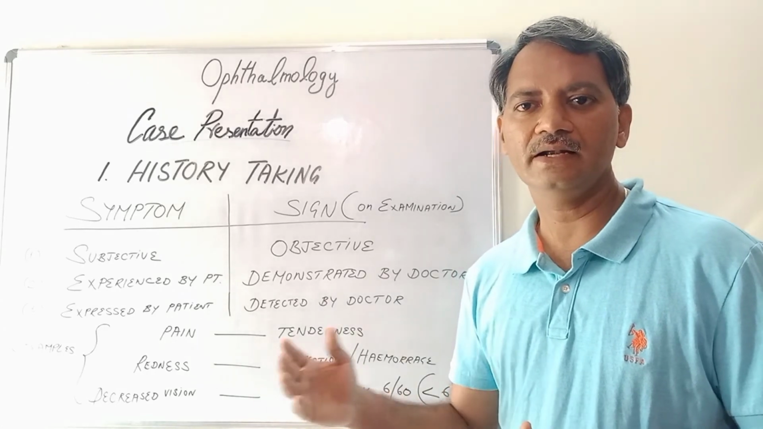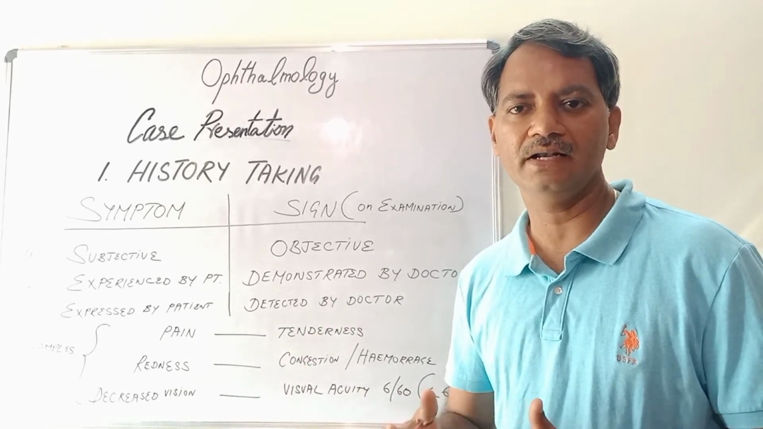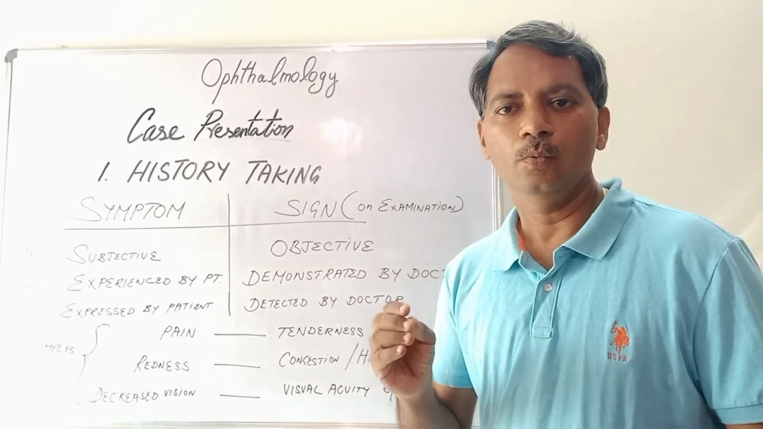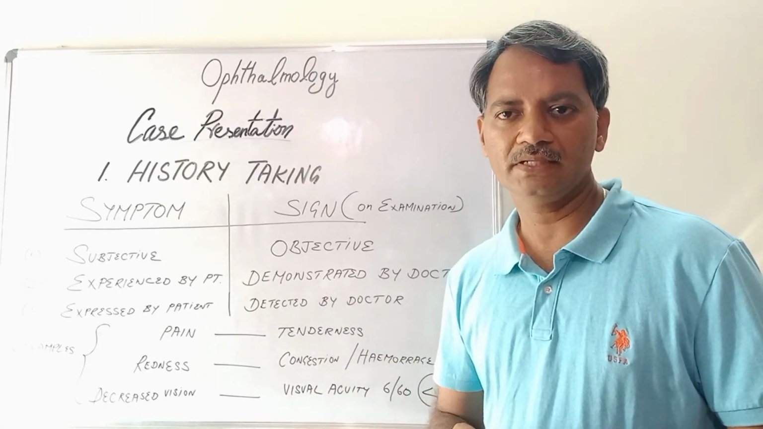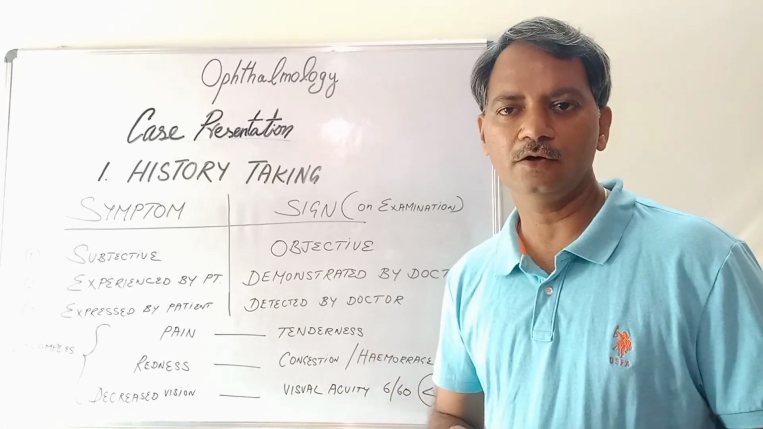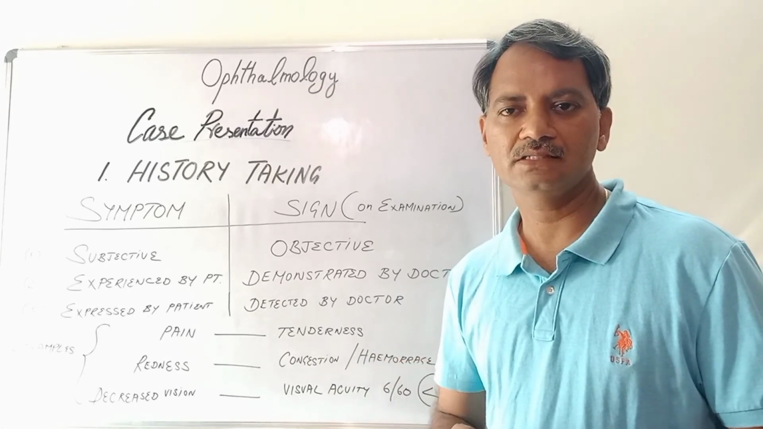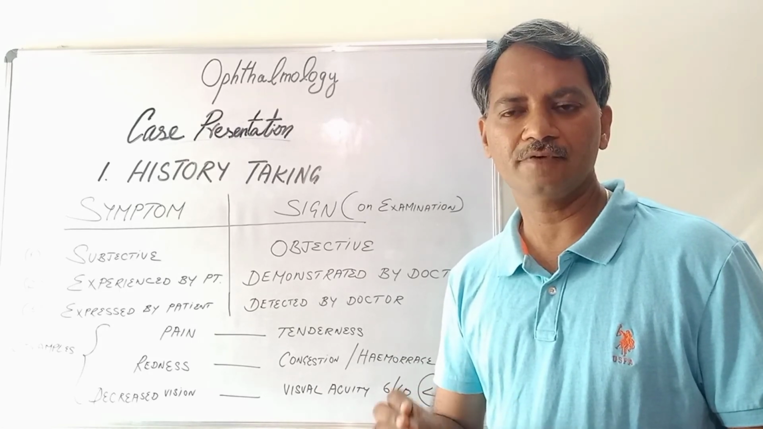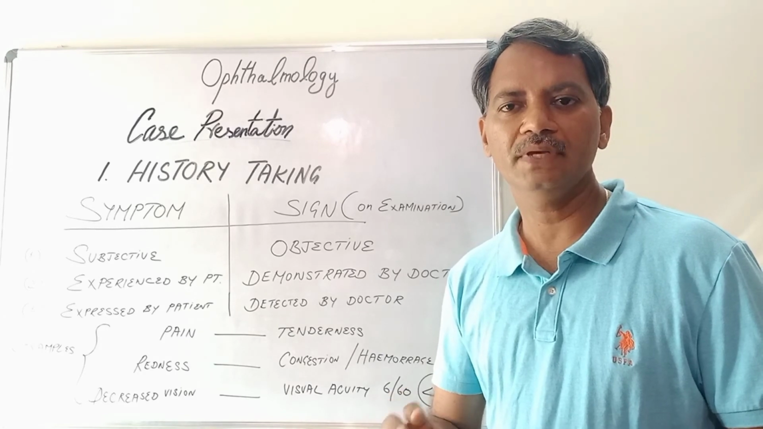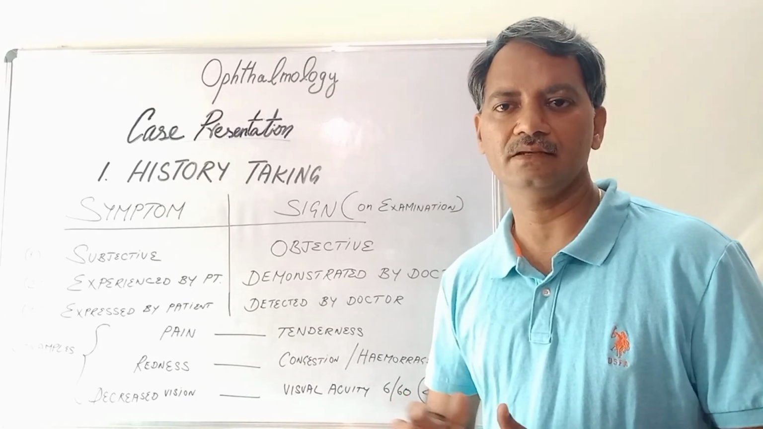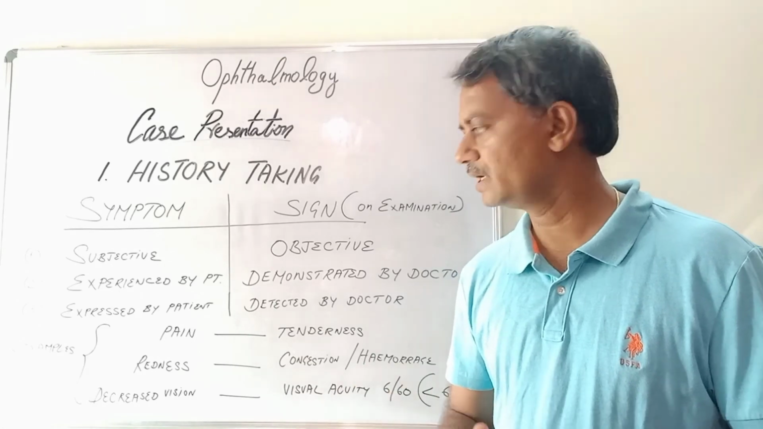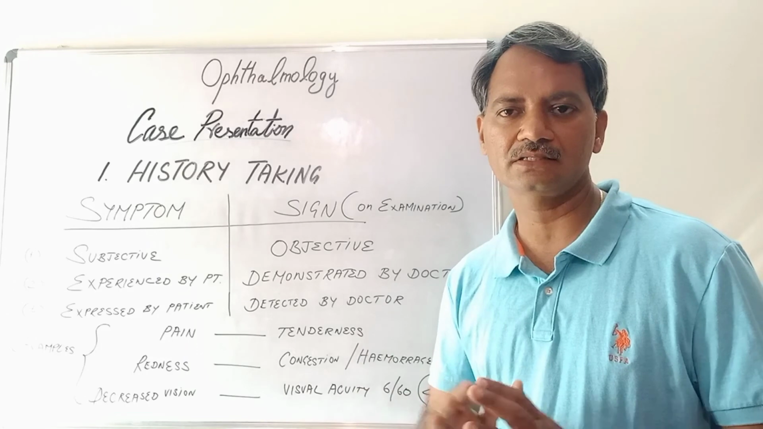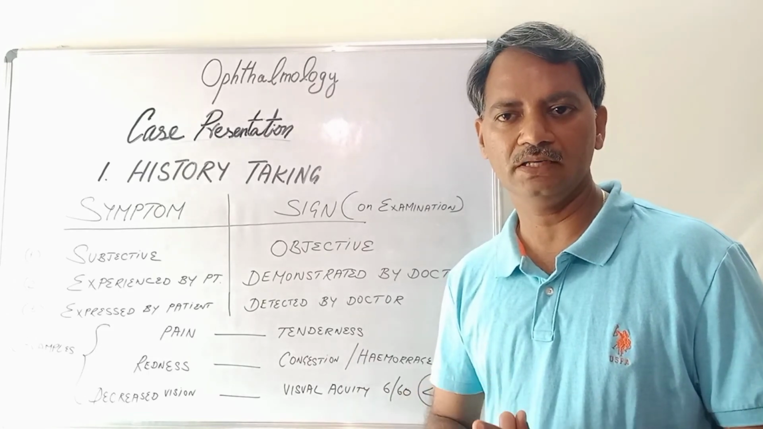Next is redness. The patient will say, I have redness in my right eye or left eye. When the doctor examines the patient, he may either find congestion, that is dilated tortuous vessels, or he may see a fresh bleeding, or it may be a blood clot. That is a sign. Next example is decreased vision. A patient will say, my vision is decreased. My vision is not clear.